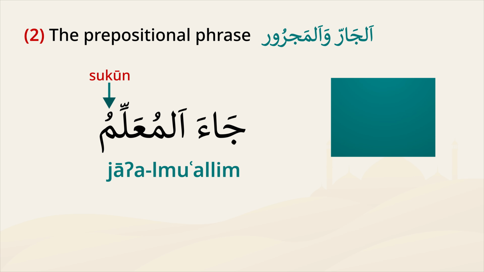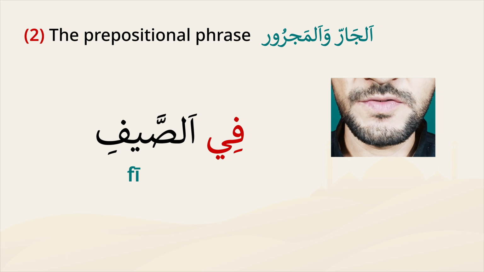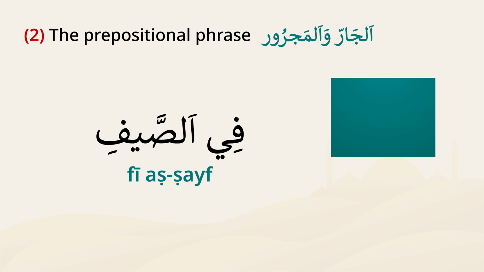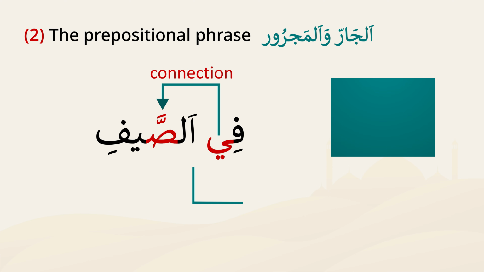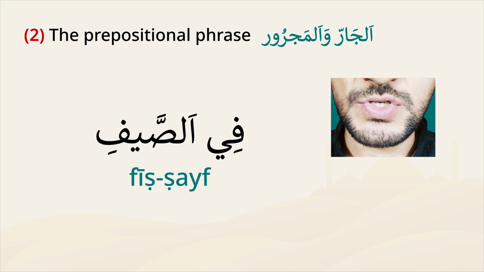The second phrase we have is this one. Let's pronounce them separately first. في الصيف. When we connect them, we make the jump. The hamza of al is silent because it's in connected speech, and the lam is also silent because it is a solar lam. So it will be pronounced as في الصيف.